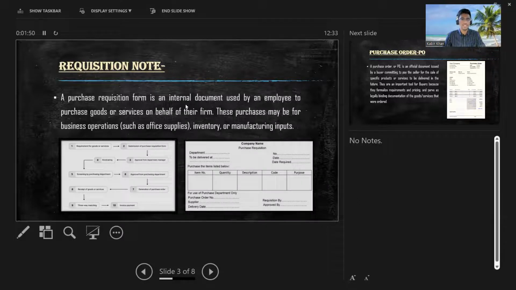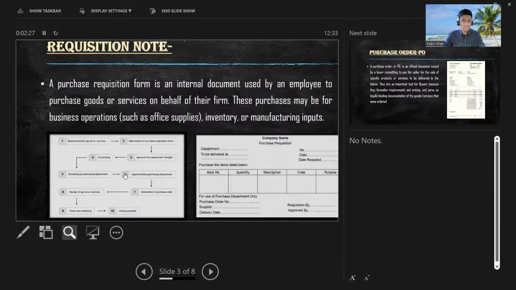A purchase requisition form is an internal document used by an employee to purchase goods or services on behalf of their firm. For example, if I am working in XYZ organization and I want to purchase 100 laptops, the first thing I will do is raise the requisition note on behalf of my company XYZ. These purchases may be for business operations such as office supplies, inventory, or manufacturing. It depends on the organization type, whether the organization is product based or service based.